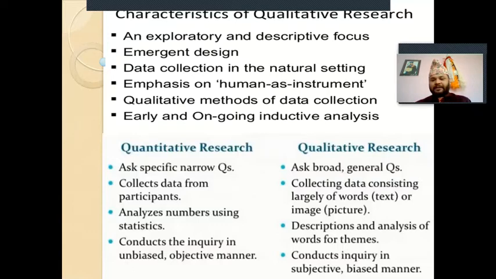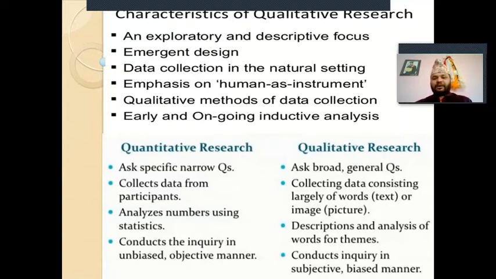It doesn't mean text is not verifiable, but text can be lengthier. Testable data are more precise, specific, and objective. Objective information as data, and subjective information in qualitative data. Okay, in that way, it's easy to understand. Quantitative research analyzes numbers using statistics, while qualitative research does description and analysis of words for themes.